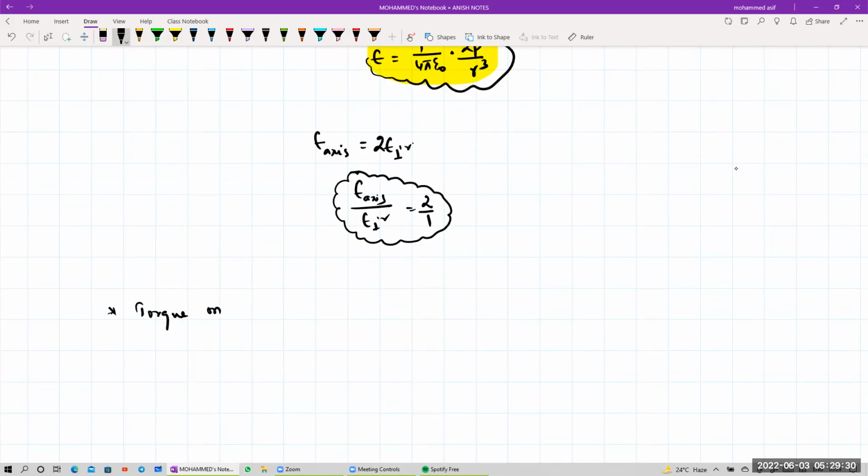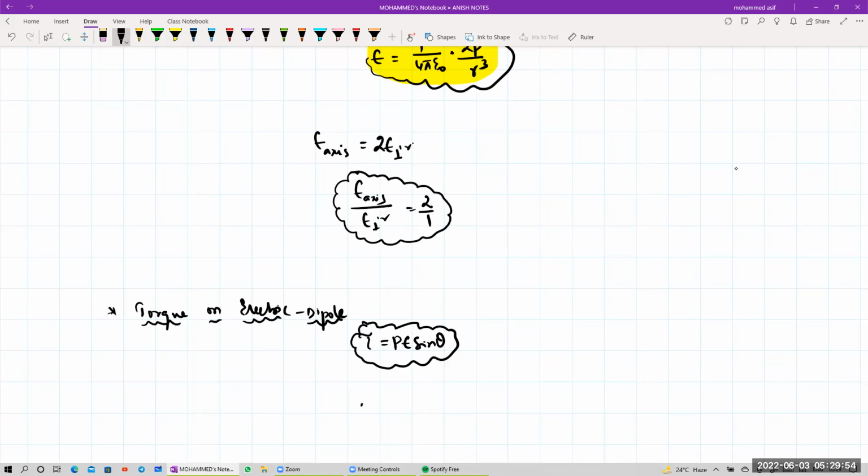Torque on electric dipole. Formula gurtunda? Torque on your electric dipole is given by tau is equal to PE into sine theta. What is P here? Dipole moment. E is your electric field. And the angle between them is theta.